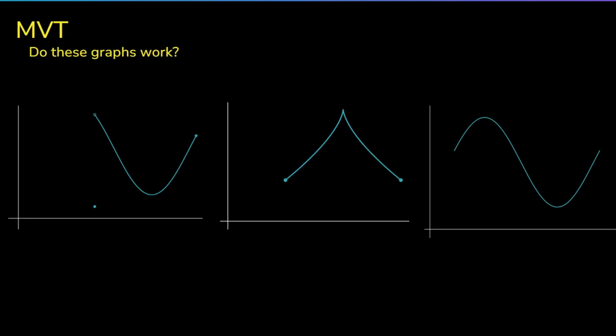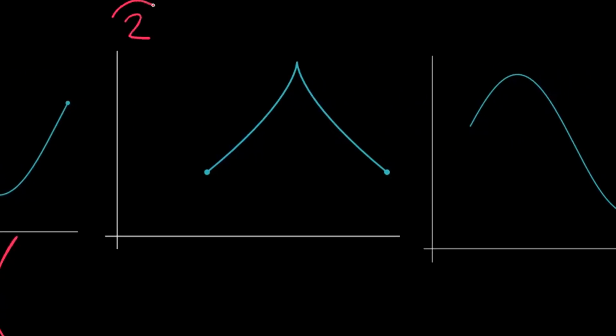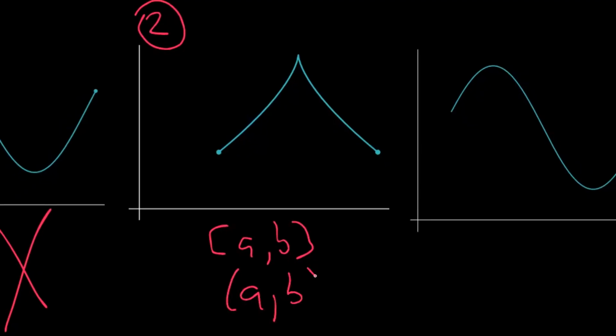So let's look at three graphs again here. Do these graphs work for the mean value theorem? Well, this first graph, it's not continuous on the interval a to b. So the mean value theorem would not apply. Notice this left endpoint here, there is a jump discontinuity. So no. This second one, the function is continuous on the interval a to b, but it's not differentiable on the entire interval a to b, because right here we have a corner or a cusp.